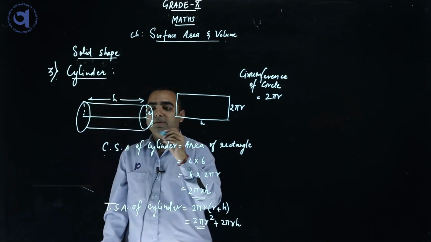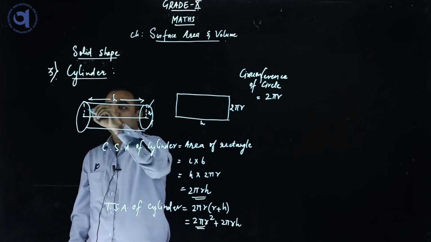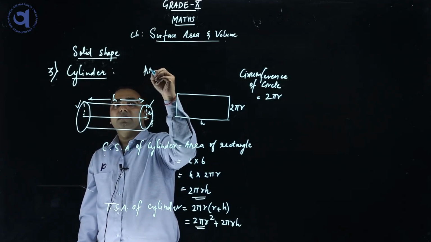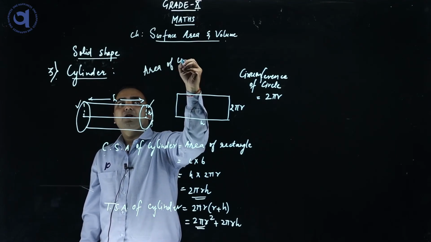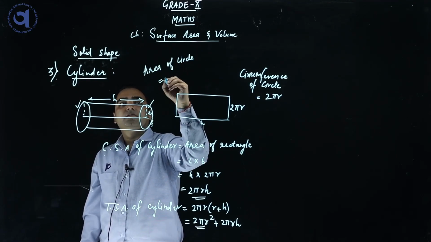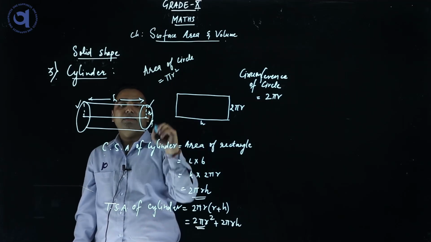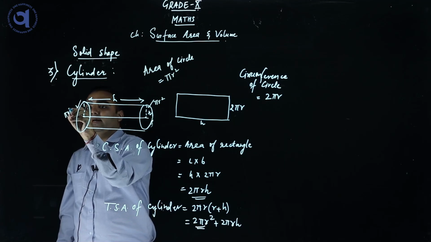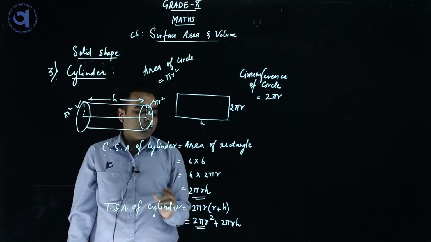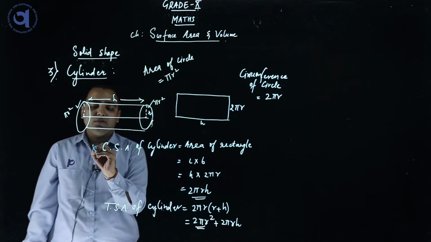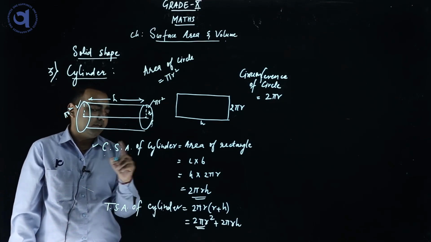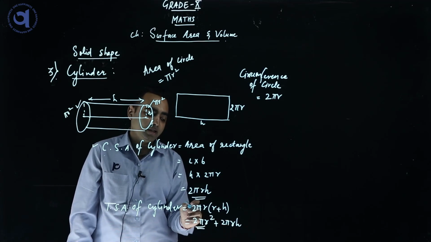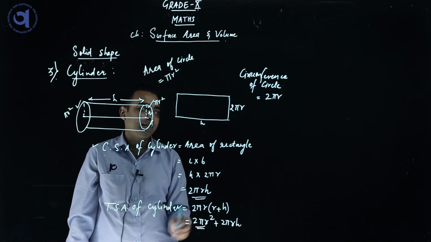For example, here if we see, this is one circle, this is another circle. Area of a circle is equal to pi r square. So here that will be one pi r square. Here also another pi r square. And what is the other thing? That is 2 pi r h, means the curved surface area of the cylinder. If we add both, we will get 2 pi r square plus 2 pi r h, that is equal to 2 pi r (r plus h).